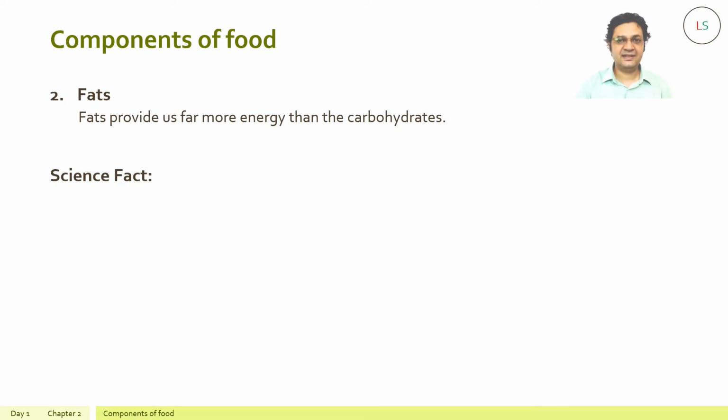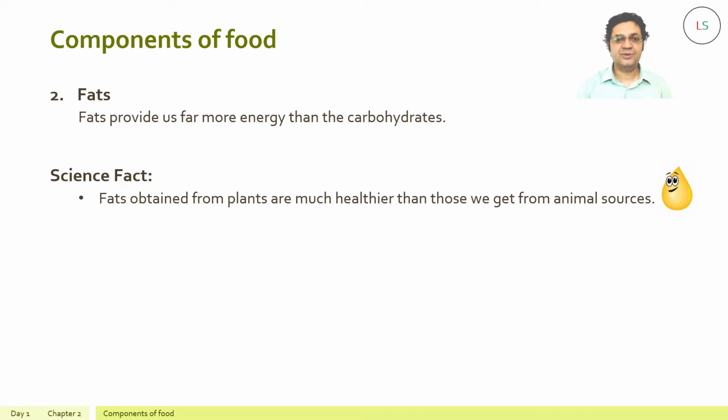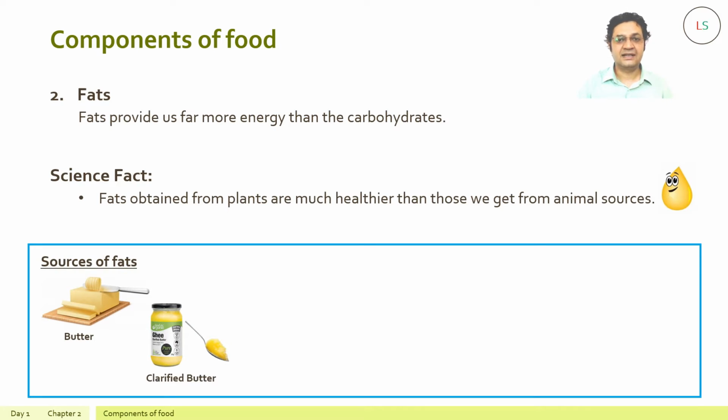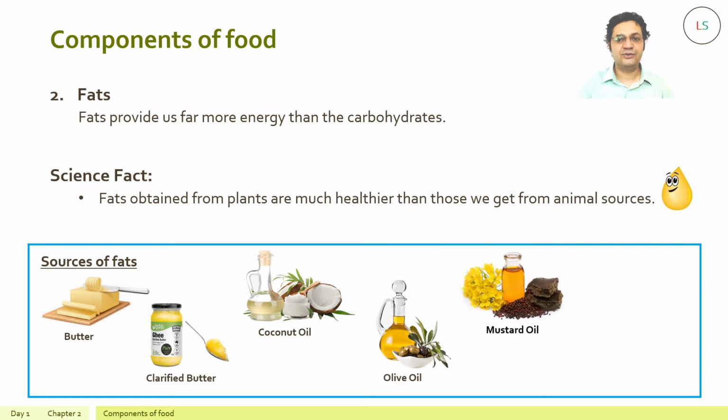Now a science fact related to fats. Fats obtained from plants are much healthier than those we get from animal sources. Fats which we get from animal sources like butter and clarified butter are solids at room temperature, whereas plant-based fats are generally liquids at room temperature. Now the sources of fats are butter, clarified butter which is also known as ghee, coconut oil, olive oil, mustard oil and sunflower oil.